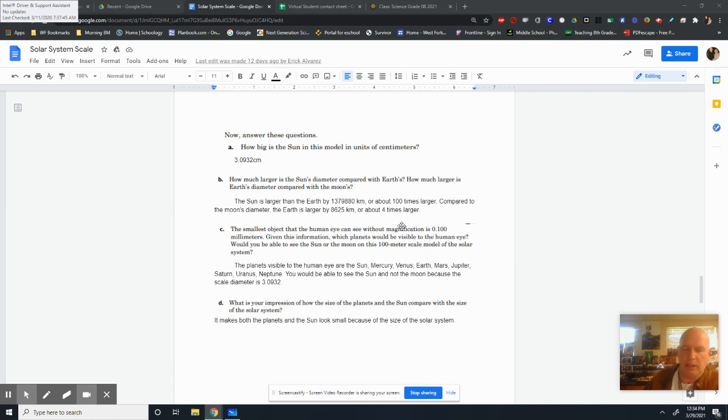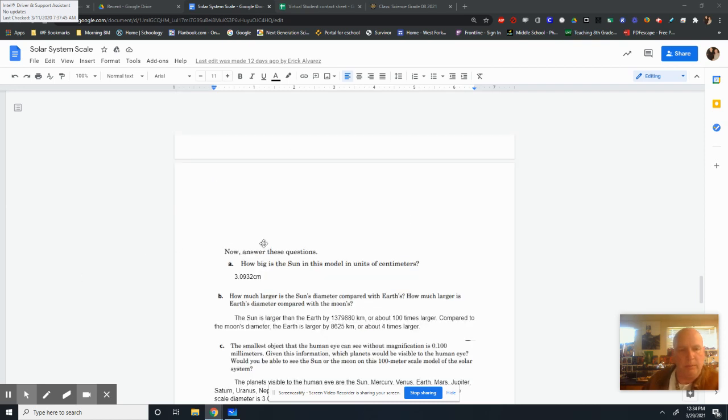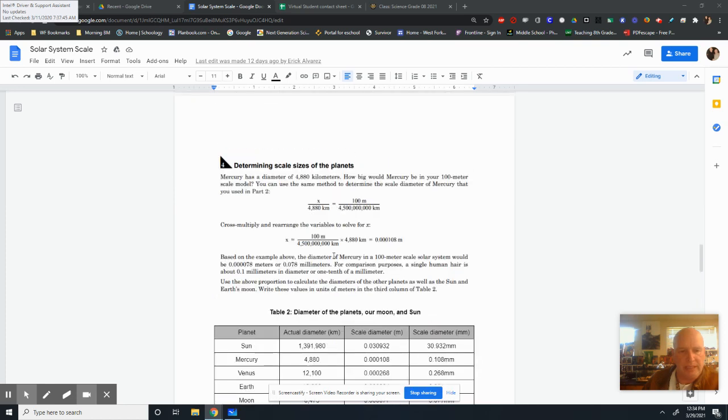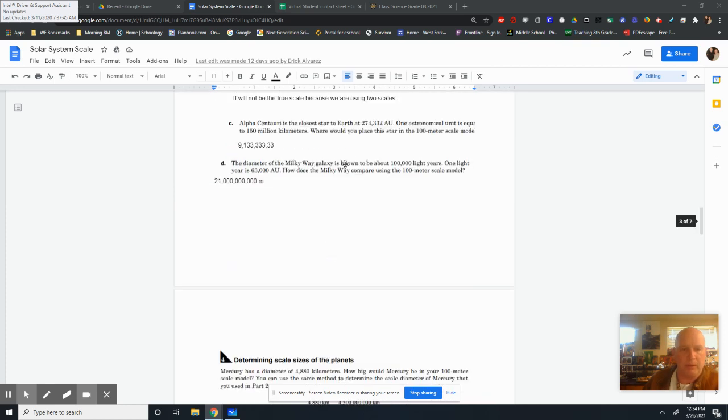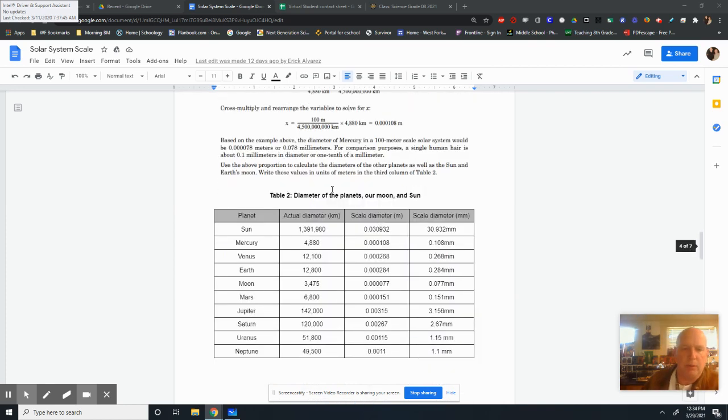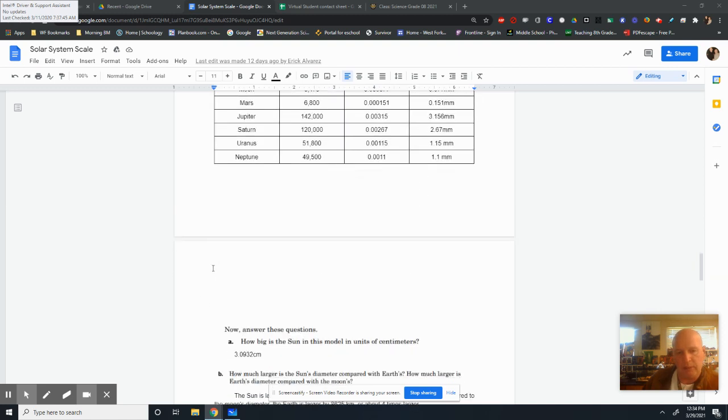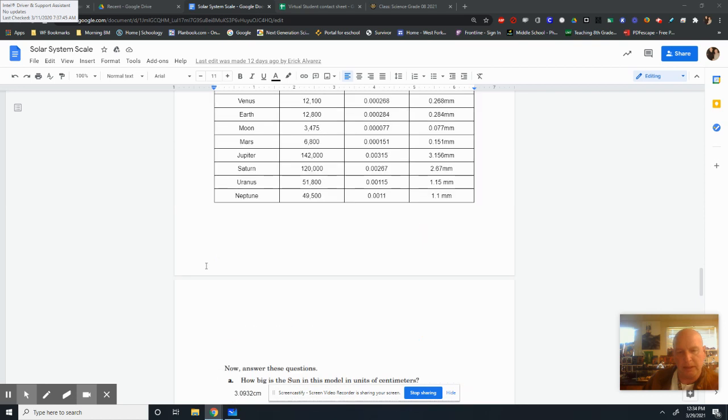So we last did relative distances, and we ended on D, which was the distance of the Milky Way galaxy, known to be 100,000 light years, and we figured that calculation up. So now we're talking about diameter in relationship to the size of the planets, and then you have to answer the questions based on that.